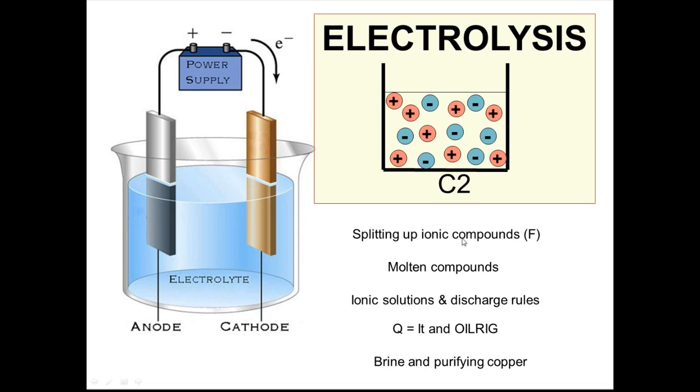And the stuff we're going to be talking about is split up into these bits here. You're splitting up ionic compounds, molten compounds, ionic solutions and discharge rules, using OIL RIG. We'll come to that a little bit later, and brine and purifying copper. So actually knowing the examples we need to know about for the test. Okay, so let's look at splitting up ionic compounds then.